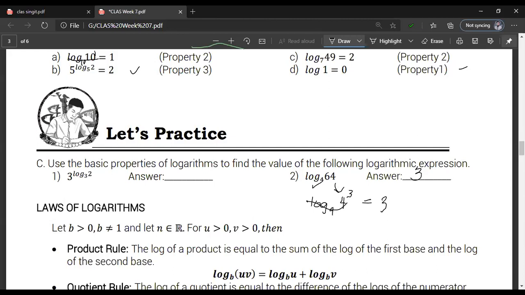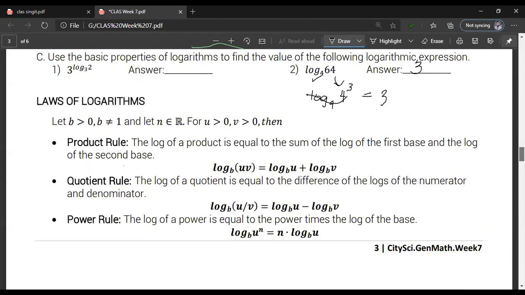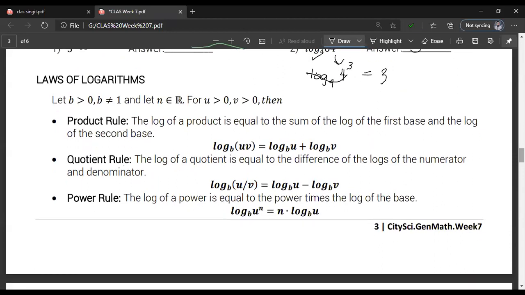Okay. May question po sa properties? Properties pa lang tayo. May gustong itanong? May gustong i-clear? Wala na po. Okay. Sige, proceed tayo ha. Let's proceed to laws of logarithm.